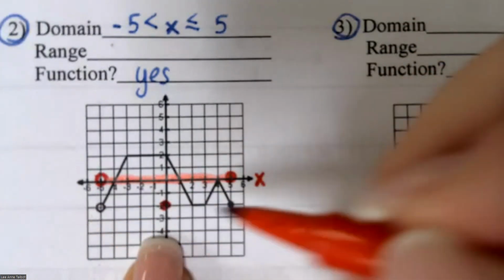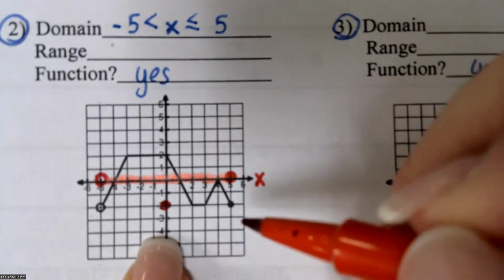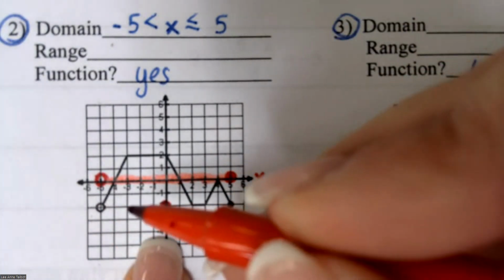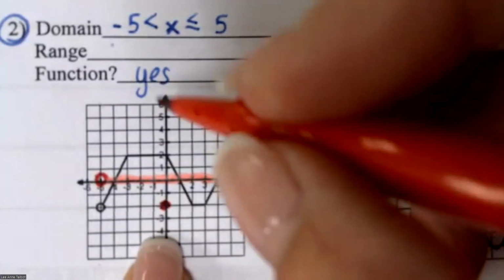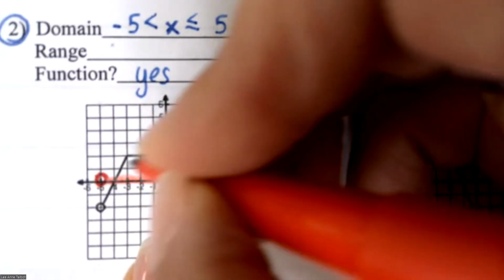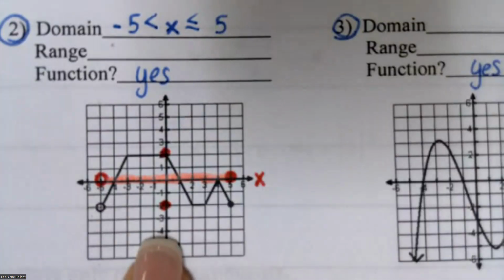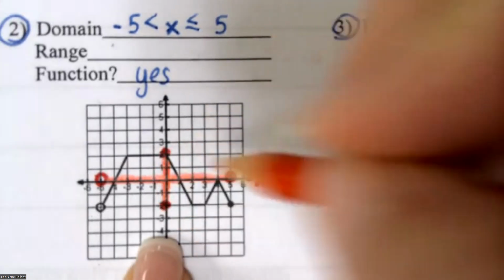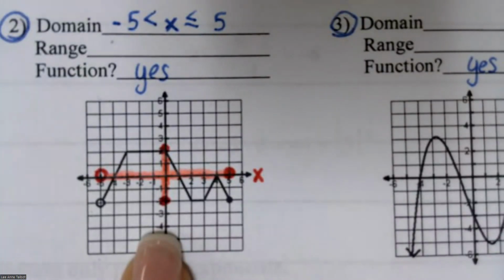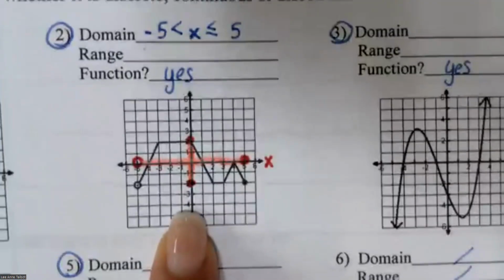So the question you're asking yourself is, does it actually touch at -2 anywhere? Yes, here and here. Does it actually touch at +2? Yes, all along there. So here's my range. This one's closed on both sides.